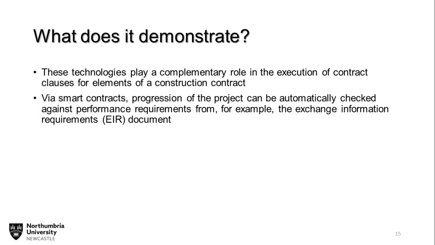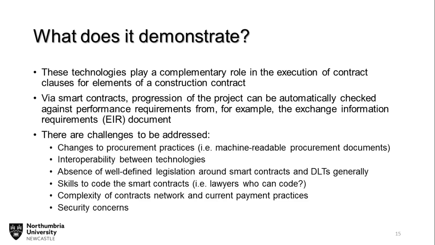With smart contracts, you can automate a lot of the different activities. You can use that for performance management, but it requires things like exchange information requirements to be in a digital format. So that requires changes in procurement practices. But again, this is not something that needs to happen just because of DLT. It needs to happen anyway. Digital transformation in the construction industry is taking us that way. And this is making the assumption that we are leading in that direction.